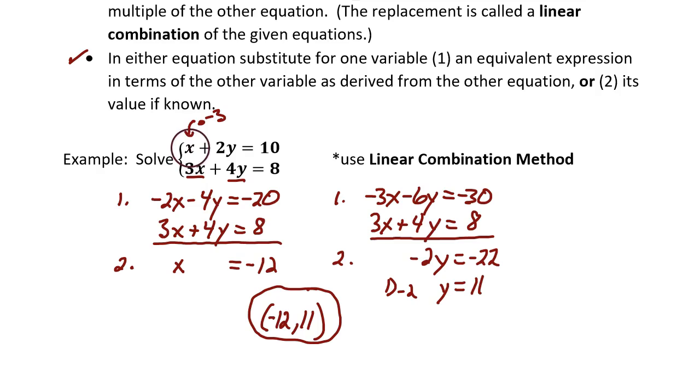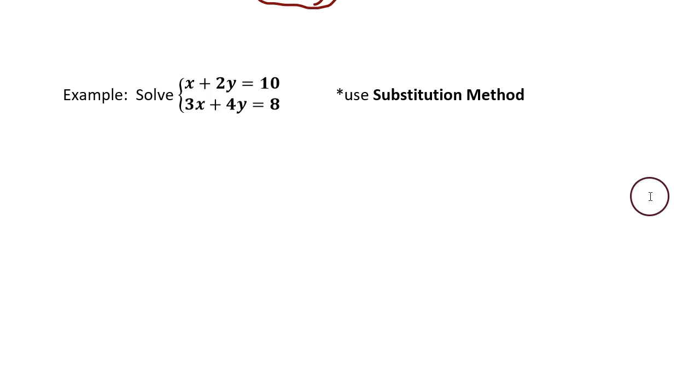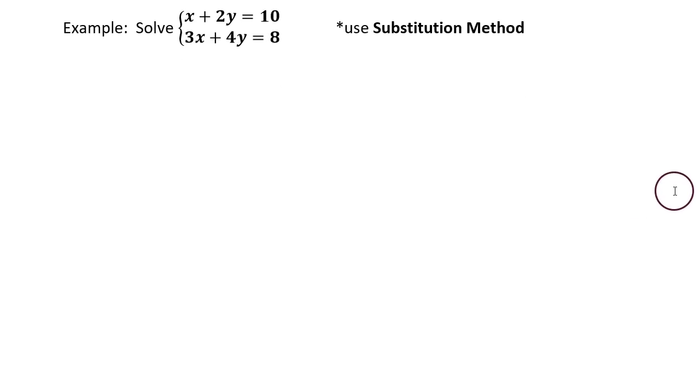Putting negative 12 in for x and putting 11 in for y and working this out makes 10. Putting negative 12 here and 11 here and working this one out makes 8. Okay, let's redo the same problem, but this time use substitution method.